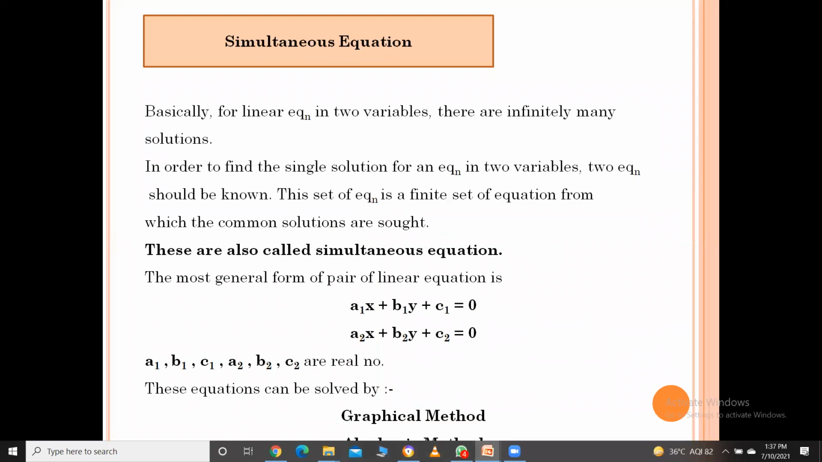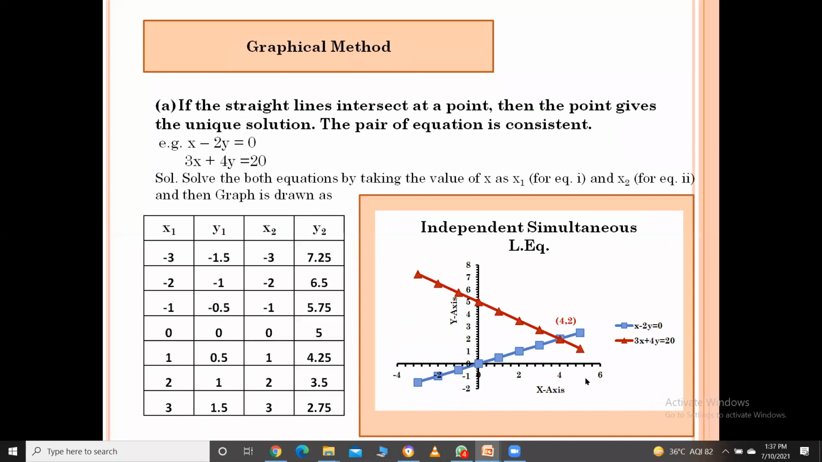by two methods, the graphical method and the algebraic method. In the graphical method, if the straight lines intersect at a point, then the point gives a unique solution. The pair of equations is consistent.